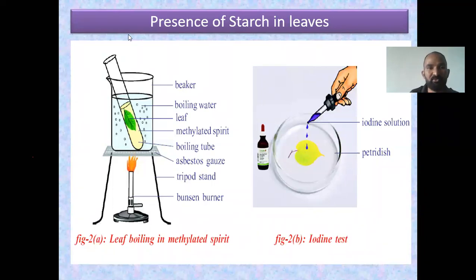Now coming to the first experiment, the presence of starch in leaves. Our aim is to show the presence of starch in leaves. We take the leaves and prove that starch is present in them. That's why the aim of this experiment is the presence of starch in leaves. That is the aim of the experiment.